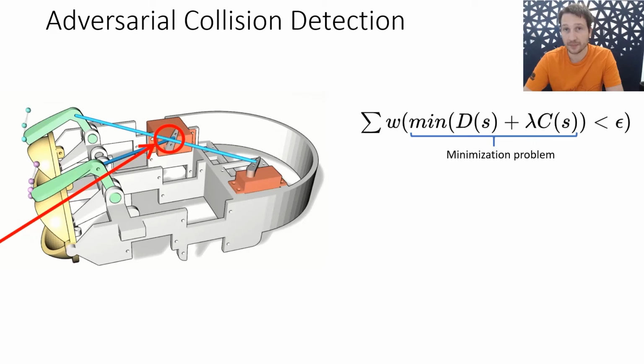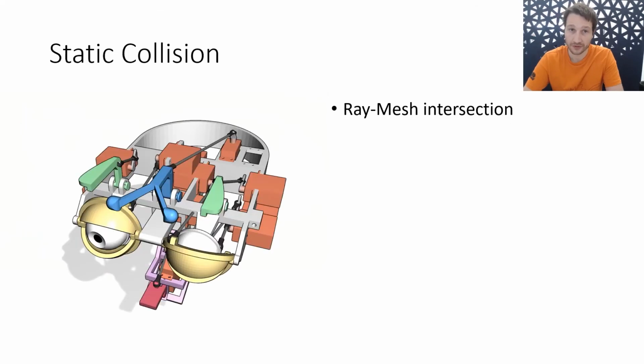Then, if the minimal distance is smaller than some threshold epsilon, we add these up to the global costs. And this is a hard problem. To detect possible collisions with the body, like shown here in red, we compromise on a simple ray mesh intersection on a set of sampled positions.